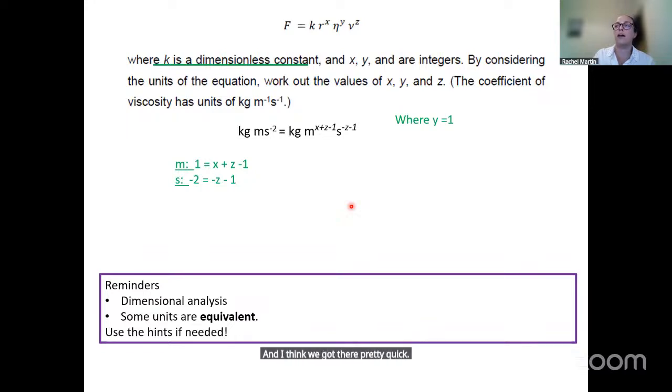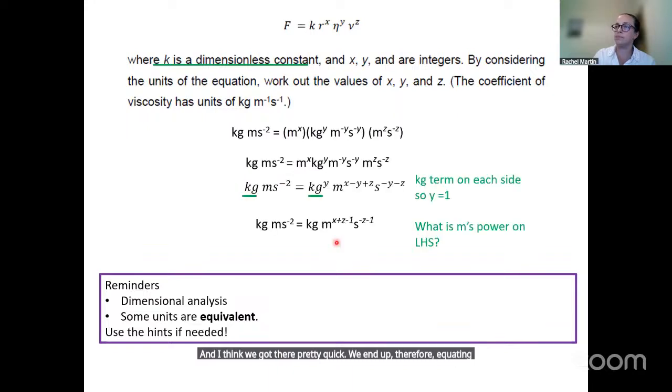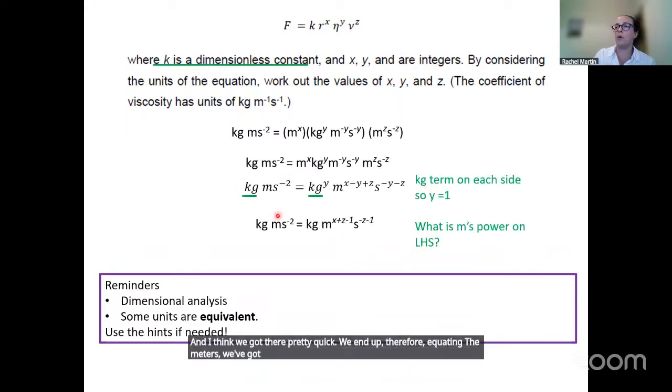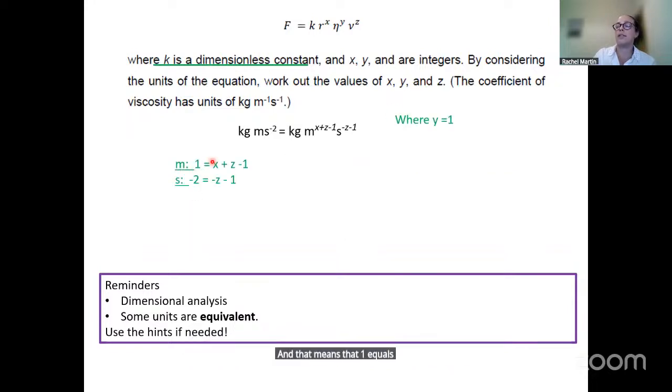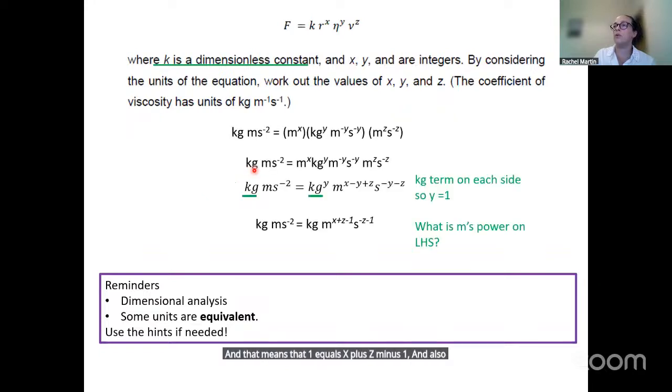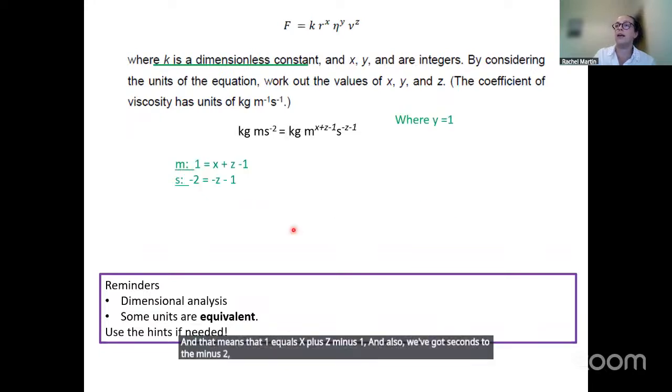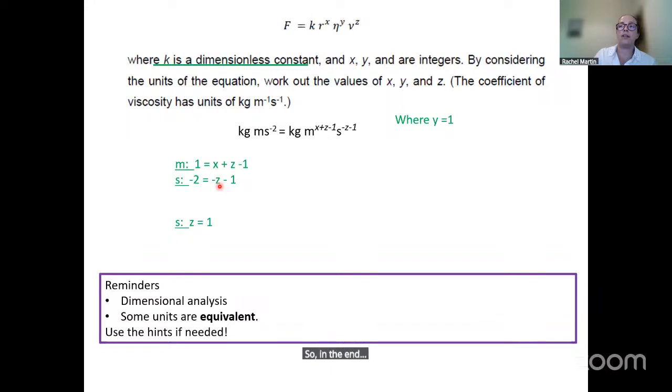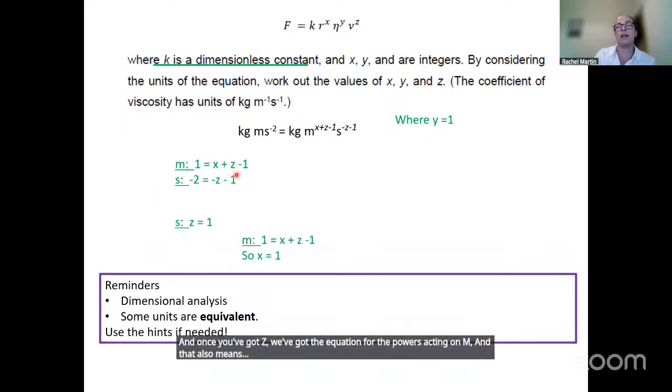We end up, therefore, equating the meters. We've got meters to the power 1 because, again, it's not there. And that means that 1 equals x plus z minus 1. And also, we've got seconds to the -2. That means that -2, if I'm just looking at the powers, equals -z minus 1. So, in the end, z equals 1. So that's actually the next one we'll solve for. And once you've got z, we've got the equation for the powers acting on m. And that also means that x equals 1.